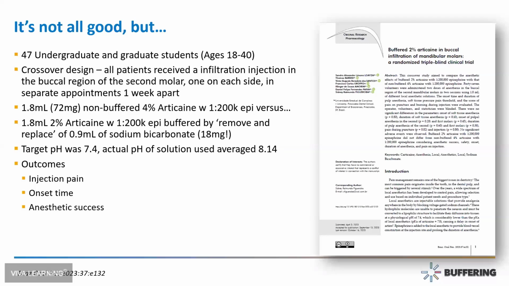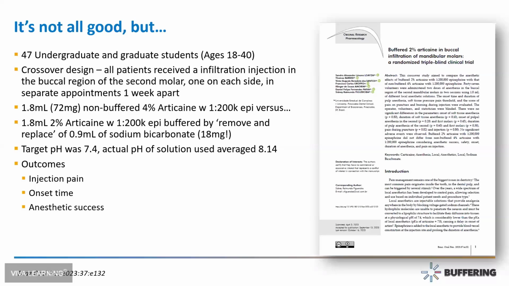In this case, they used 1.8 mLs of non-buffered 4% articaine with 1 to 200,000. It was 72 milligrams. And then, interestingly enough, they used 1.8 ml of 2% articaine with 1 to 200,000, buffered by remove and replace of 0.9 ml with sodium bicarbonate. So in reality, that was 18 milligrams. They only gave 18 milligrams in the buffered group. Target pH was 7.4. In fact, they went way too far. They went up to 8.14.